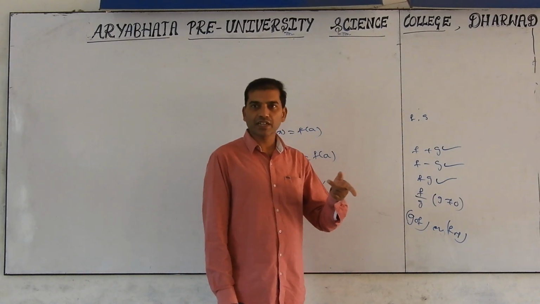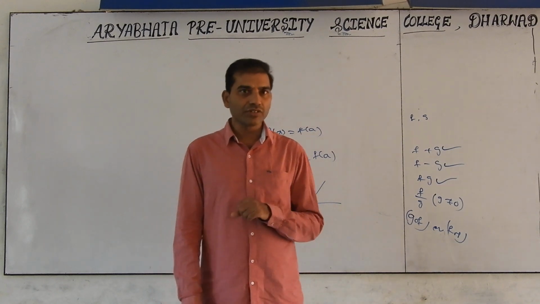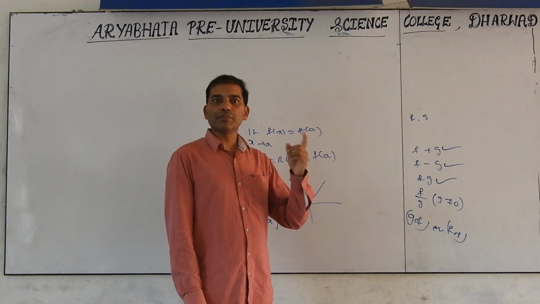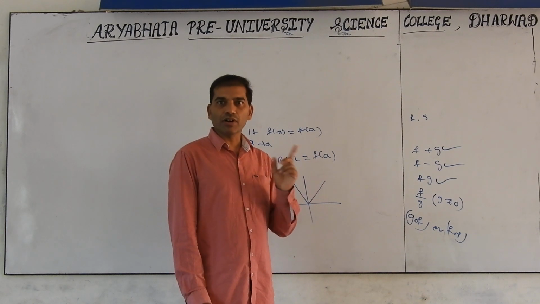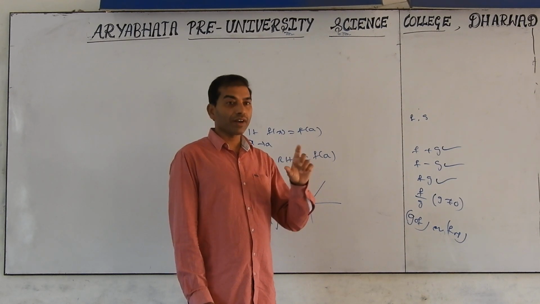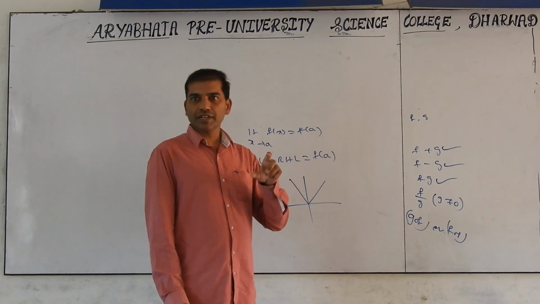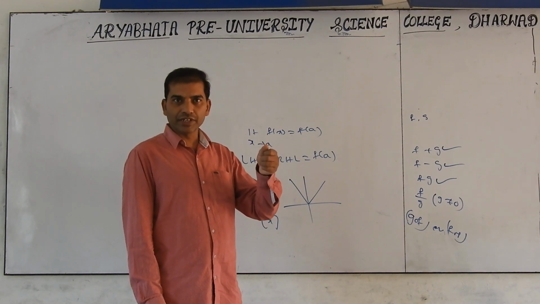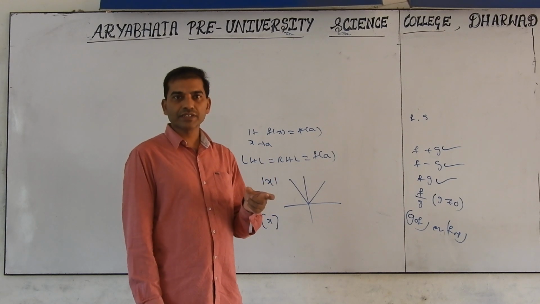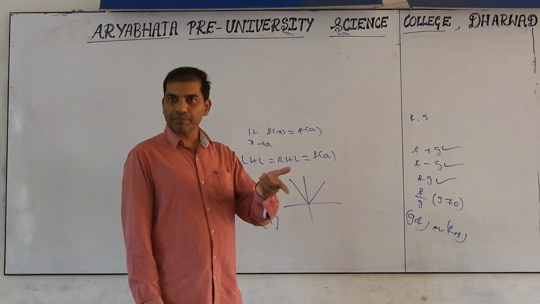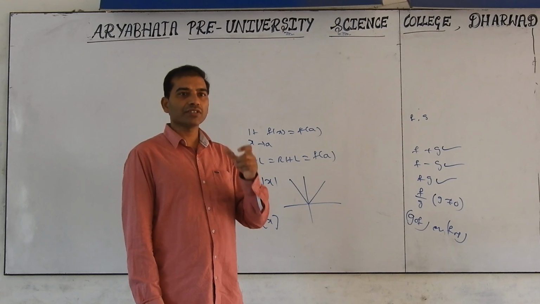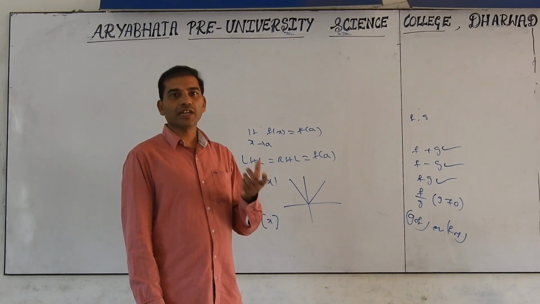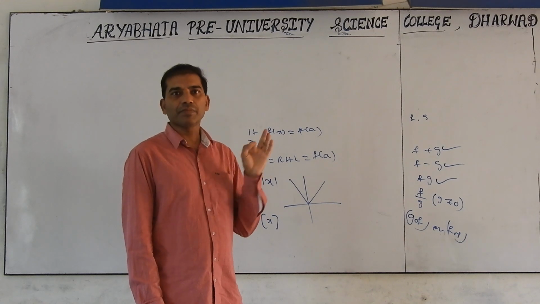Sin x is continuous. Cos x is continuous. Tan x is continuous except at 2n plus 1 into pi by 2. Cot x is continuous except at n pi. Sec x is continuous except at 2n plus 1 into pi by 2. Cosec x is continuous except at n pi.